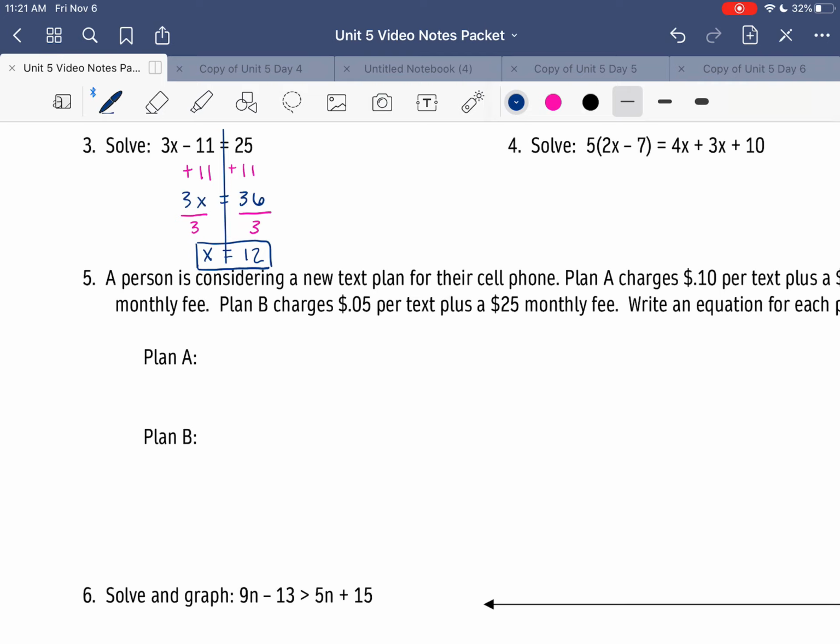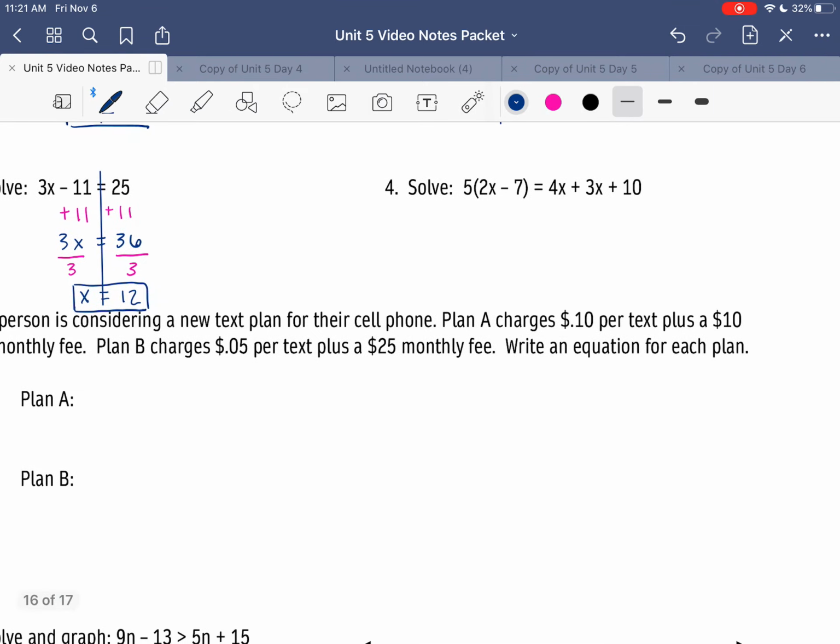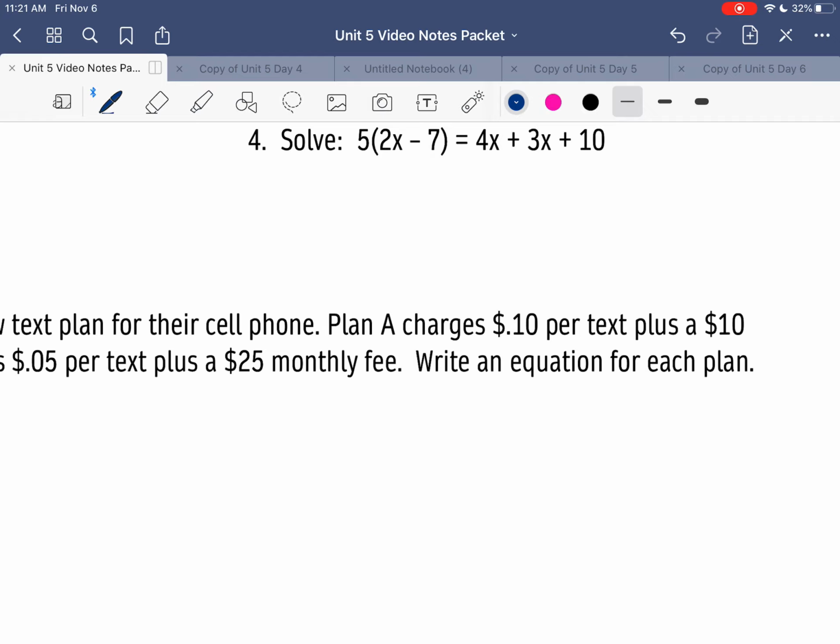All right, last one for the solving equation section looks kind of tricky. There's just a lot going on in number 4, but break it down. We're going to use the same skills that we've been using, and it's really not so bad. So to keep myself organized again, I like to draw that line down the middle. And let's start by cleaning up just a little bit.